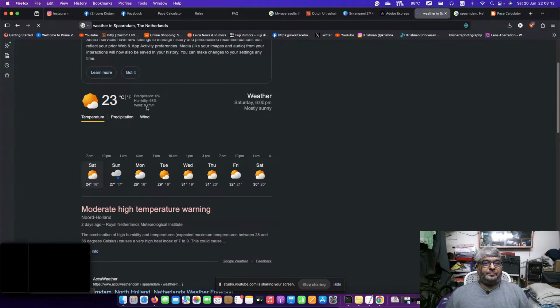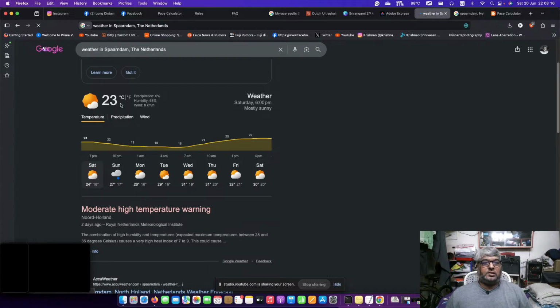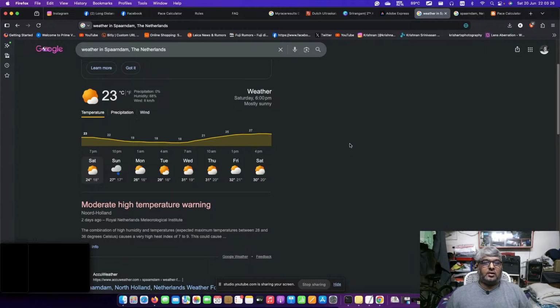Spandam: wind is 8 kilometers per hour. Temperature has dropped to 23 degrees Celsius. Humidity has dropped to 68%. This is amazing, man. Very conducive environment for doing long distances. So the weather is very conducive, and they can definitely go and do long distance skating.